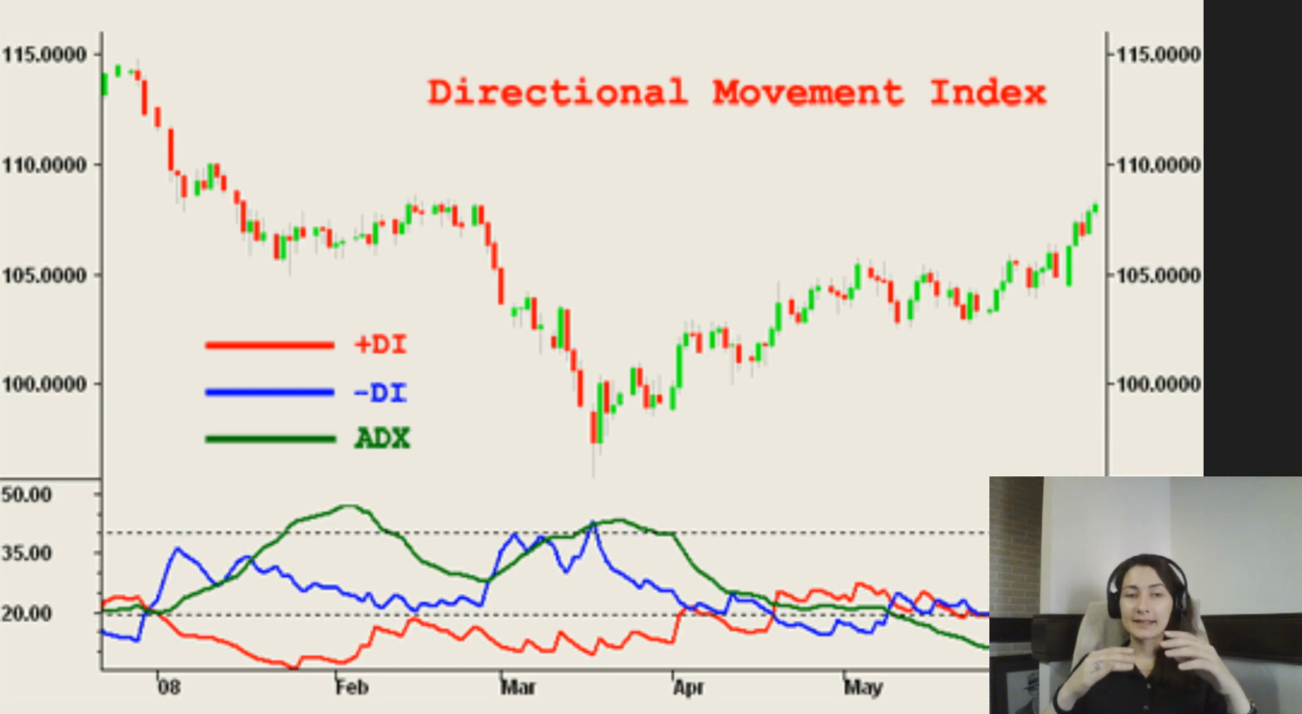If ADX is higher than these ones, plus DI and minus DI, then there is some trend. The higher the ADX, the stronger the trend. If it goes below the other two, then the trend is going down and losing its force, or the counter trend is coming.